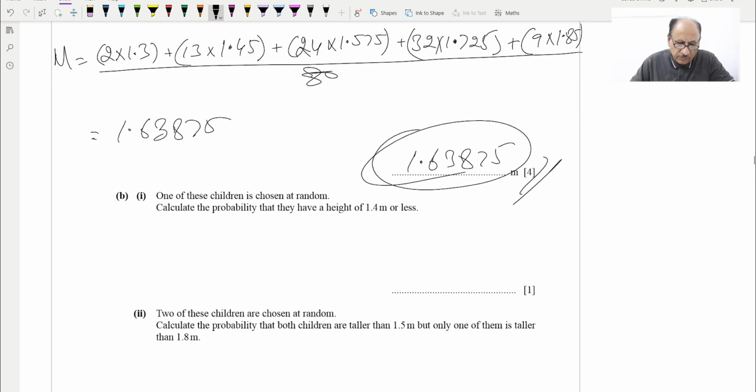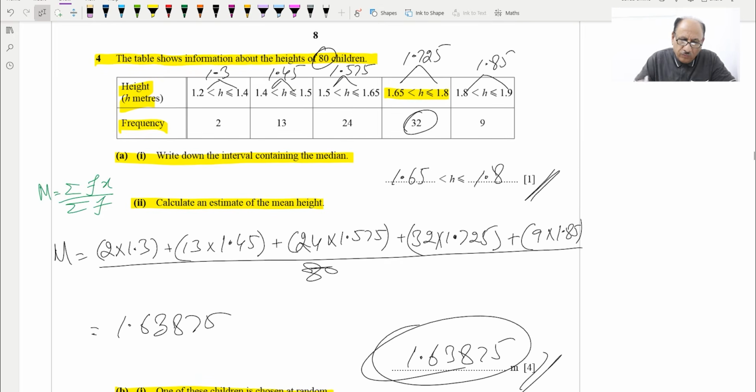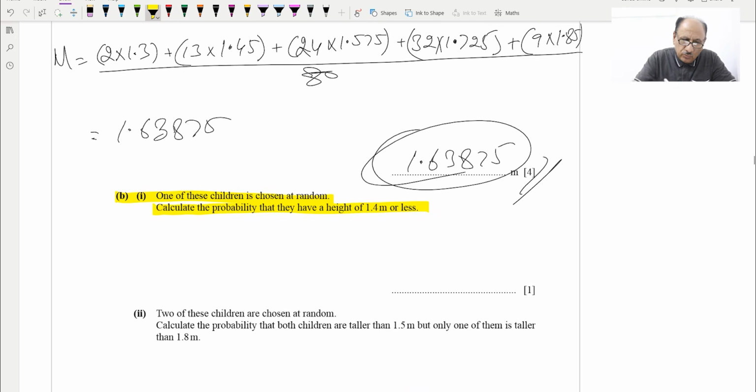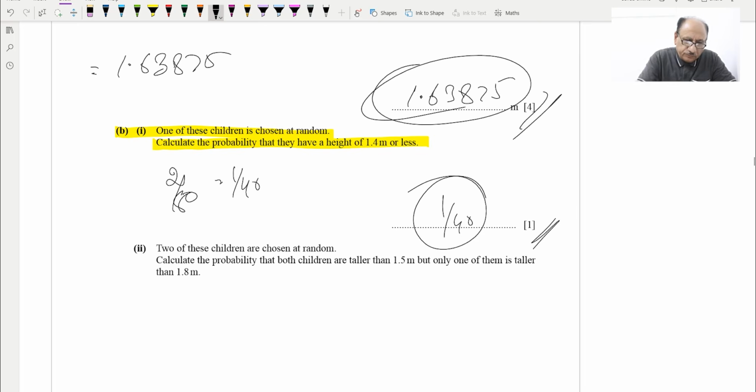Hopefully you understand this. Now B part, B one: one of these children is chosen at random. Calculate the probability that they have a height of 1.4 or less. 1.4 or less is only this 2 out of 80. So we can write the answer as 2 out of 80 or 1 over 40. So 1 over 40 will be our answer for 1 mark.